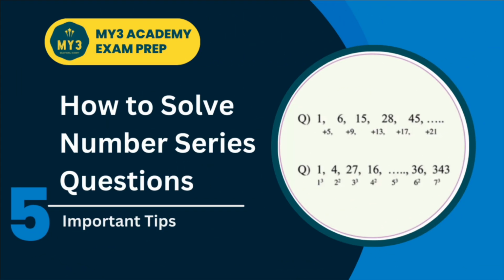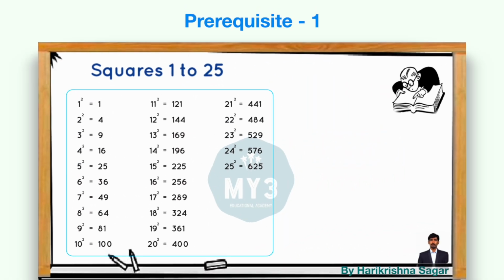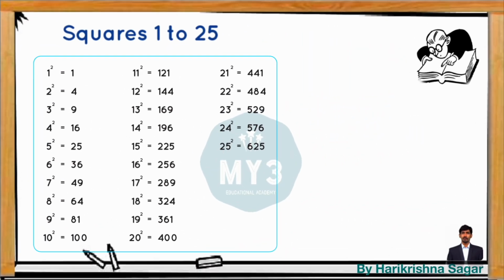Basically, in number series, you will be having questions on finding the next term and finding the missing term. To solve these questions, some basic prerequisites are there. Please do remember those basic prerequisites so that you will be comfortably able to solve the questions of number series and letter series. So first, prerequisite number 1, please do remember the square numbers from 1 to 25.